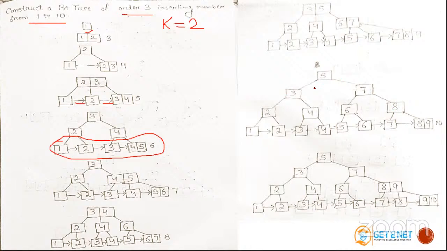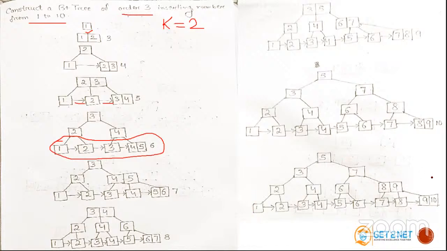So it will again divide. 5 will divide to 3 and 7. 3 will divide to 2 and 4. 7 will divide to 6 and 8. And as usual, all the nodes are in the bottom. Same way in the case of 10 also. 10 is inserted here.